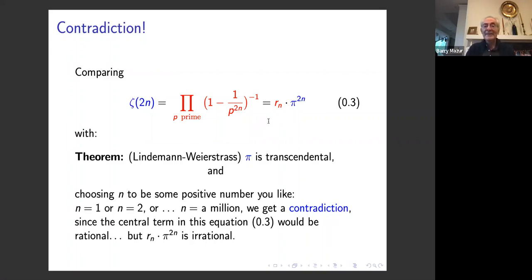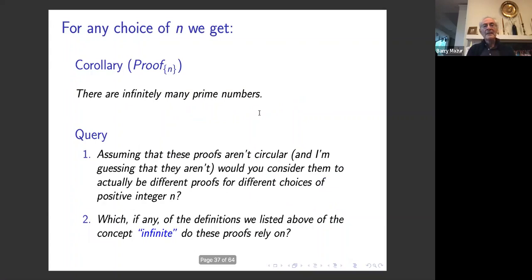Because you're never going to get an irrational number equal to a rational number. So for any choice of integer n, we have as corollary, there are infinitely many prime numbers. I'll call that proof sub n because it depends on n. For any n, you get such a corollary.